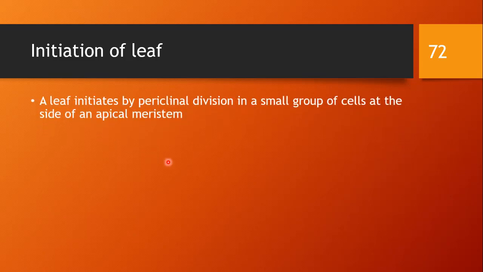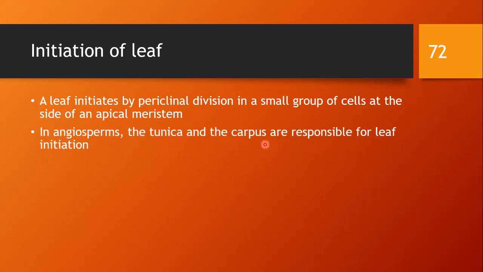A leaf is initiated by periclinal division in a small group of cells at the side of an apical meristem. Previously we said there is a change in the rate and plane of cell division. In this change, a leaf is initiated by periclinal division in a small group of cells at the side of the apical meristem. In angiosperms, the tunica and the corpus are responsible for the initiation of the leaf.